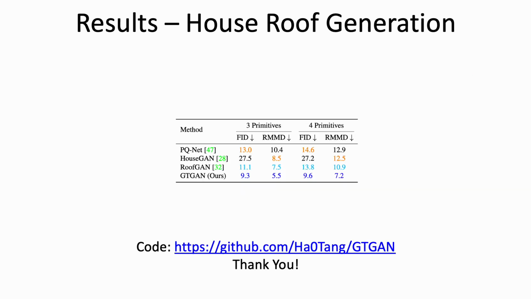To evaluate the effectiveness of GTGAN on house roof generation, we compare it with three leading methods: PQ-NET, HouseGAN, and RoofGAN. This table shows the comparison results on both 3 and 4 primitives. We observe that GTGAN outperforms the other 3 competing methods in both metrics, demonstrating the effectiveness of our method.